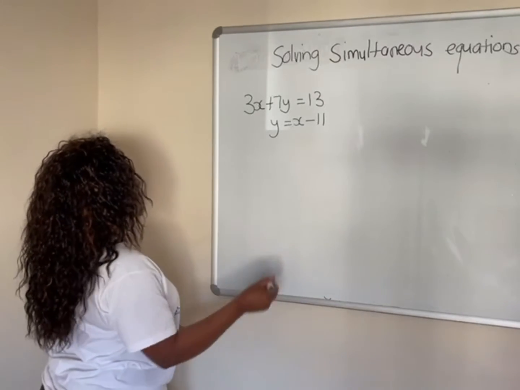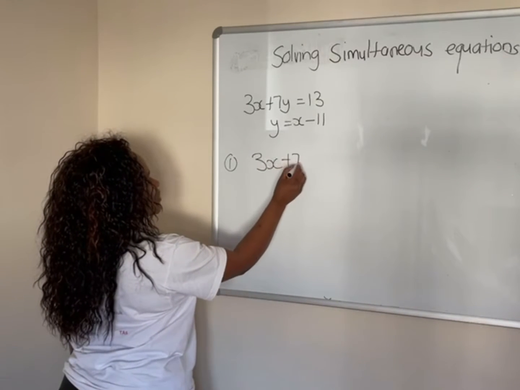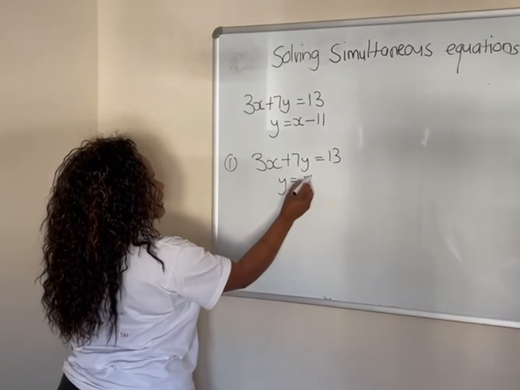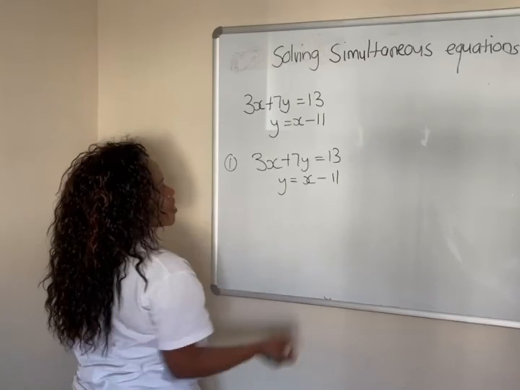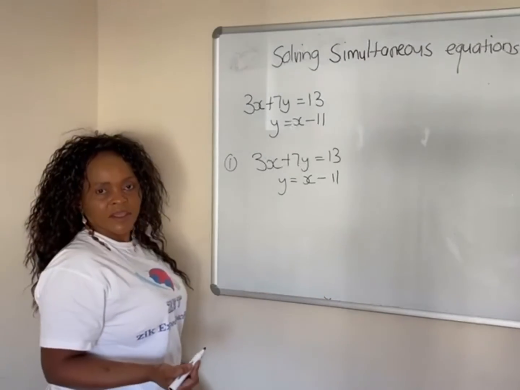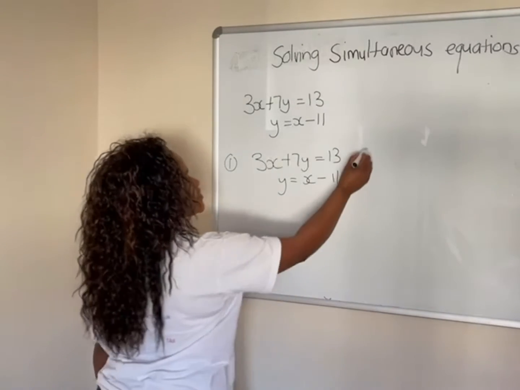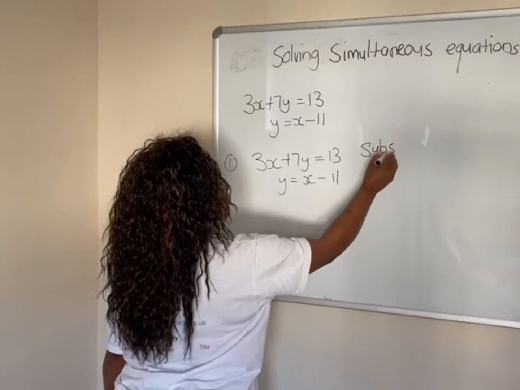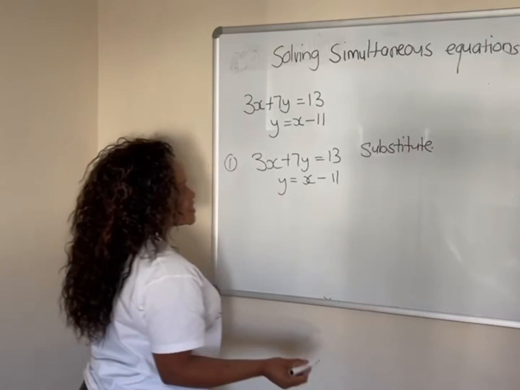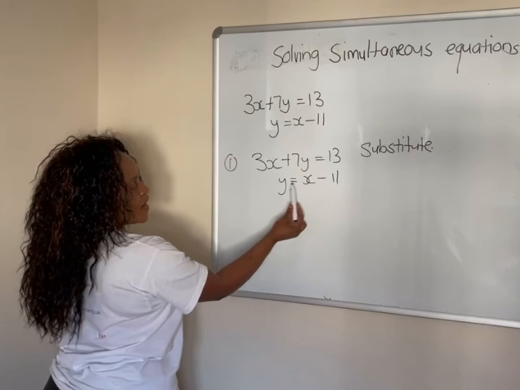So I'll rewrite my equation. This one is my equation 1: 3x plus 7y equals 13, and y equals x minus 11. On this simultaneous equation, I have got the value of y. So on here, I don't need to add or subtract. I have to just substitute first.